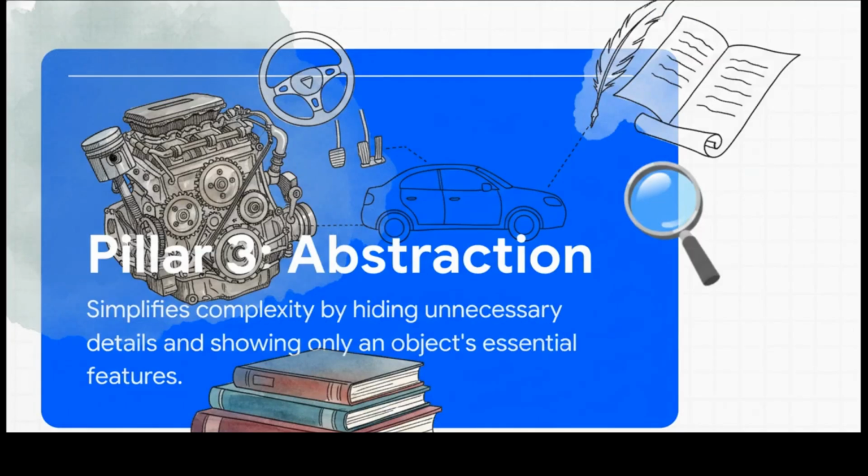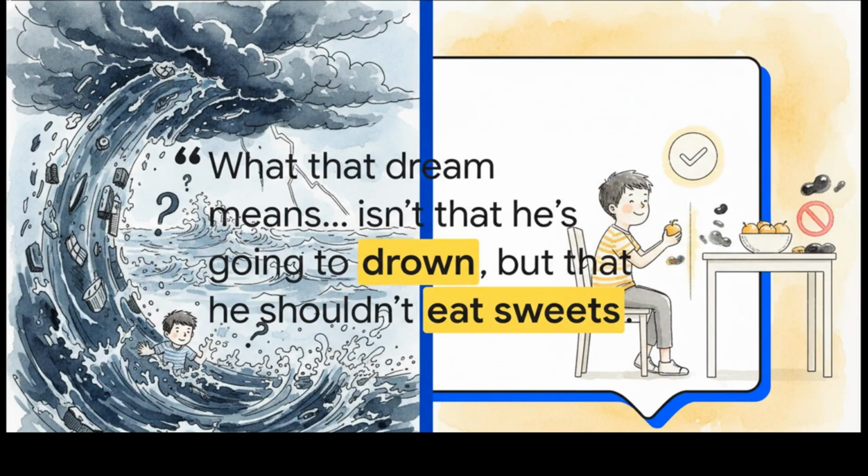All right, next up, abstraction. This one is all about hiding the messy, complicated reality of how something works and just showing the simple, necessary parts. You know, you don't need to understand how an internal combustion engine works to drive a car. You just need the steering wheel, the gas, and the brake. And Frau Frida illustrates this perfectly.